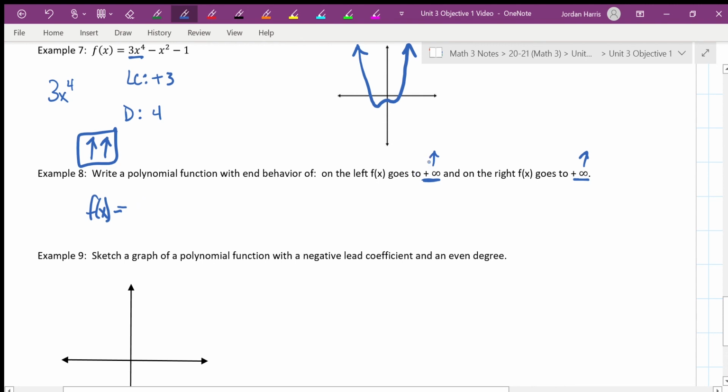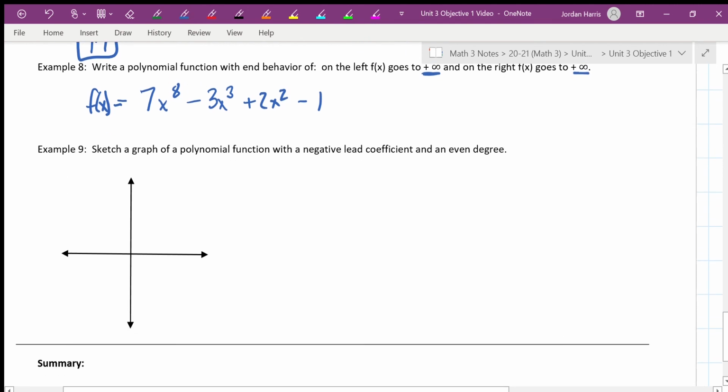It has to be a positive lead coefficient and even, right? Up, up is positive lead coefficient and even. So 7x to the 8th minus 3x cubed plus 2x squared minus 1. Doesn't matter what anything else is as long as the lead coefficient is positive and the degree is even.